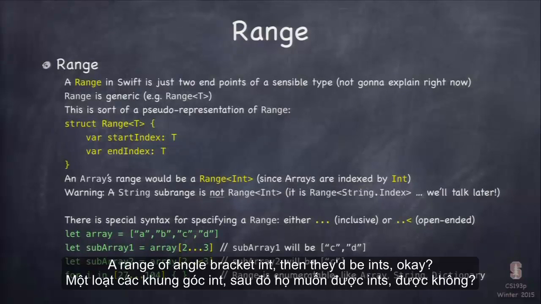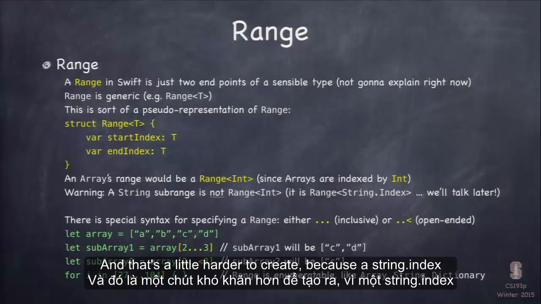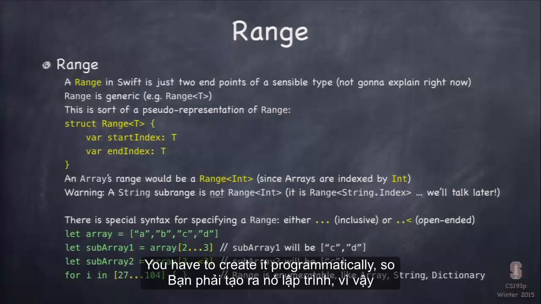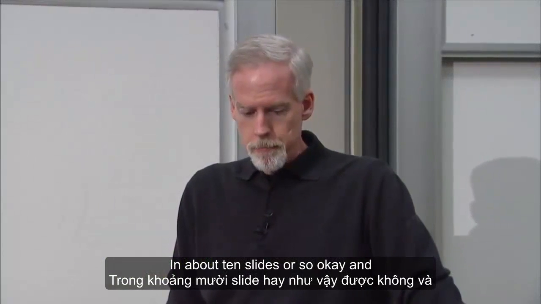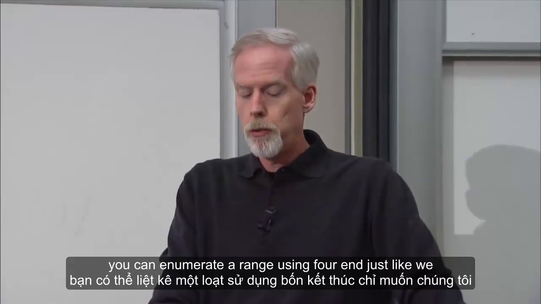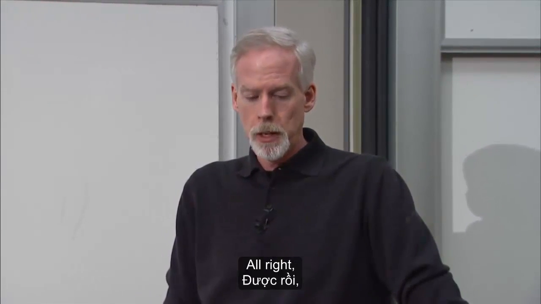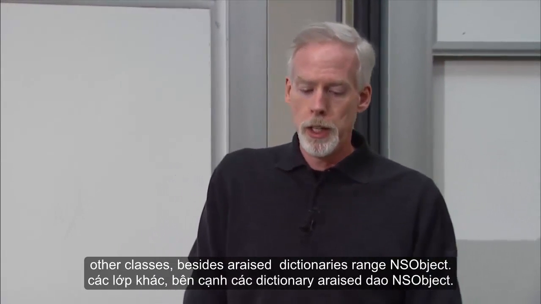If you're creating an int range, a Range of Int, then they'd be ints. But if you're doing a string, they have to be String.Index. And that's a little harder to create because a String.Index can't be created from a numeric literal. You have to create it programmatically. So we'll talk about that in about 10 slides or so. And you can enumerate a range using for in, just like we can with arrays and dictionaries. Okay, all right, other classes besides arrays, dictionaries, and range.